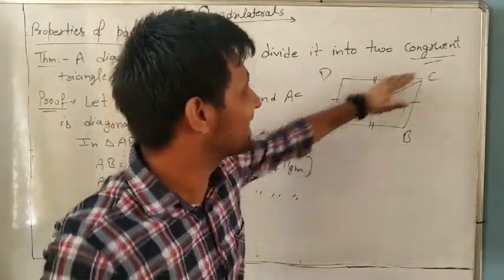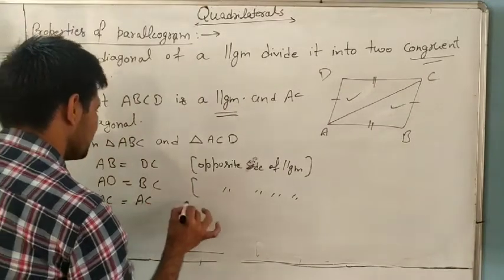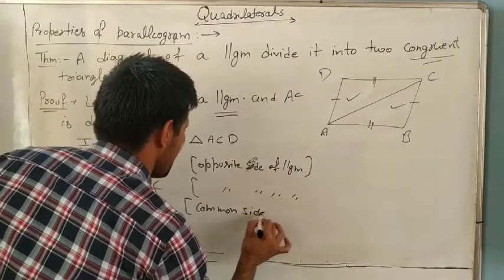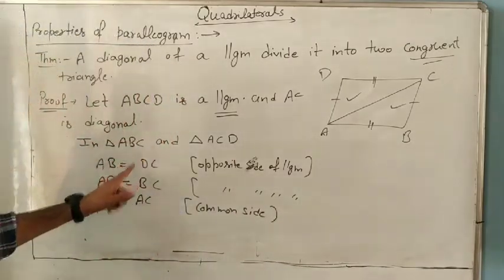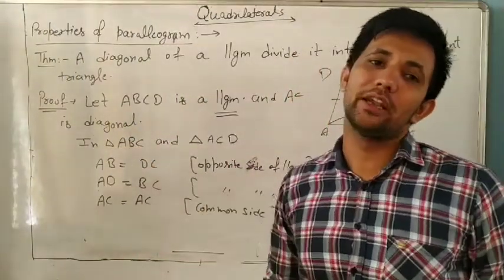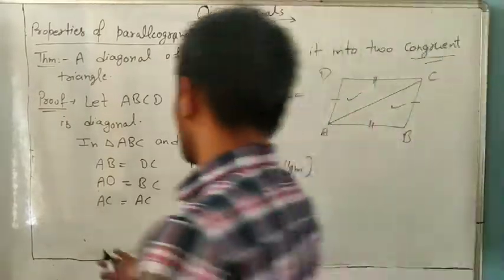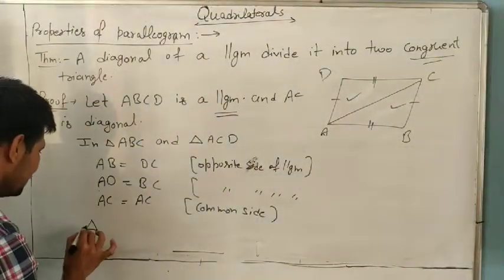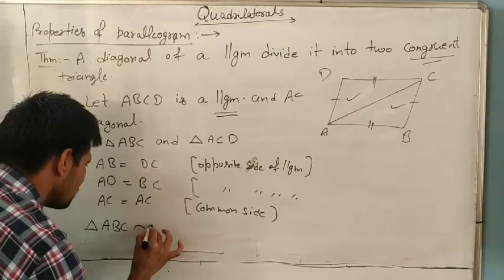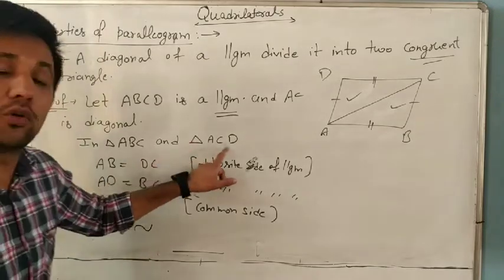The third one is AC is common. AC equals AC. Why? They are a common side. And if in two triangles all three corresponding sides are equal, we say that these two triangles are congruent. So write, triangle ABC is congruent to triangle CDA, not ACD. The symbol ≅ is the symbol of congruent.